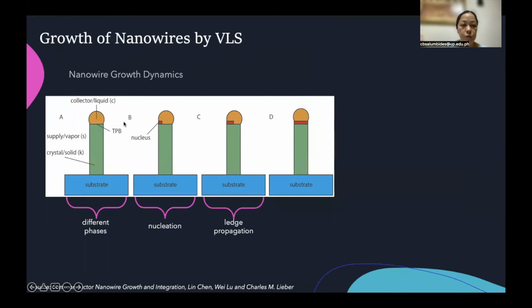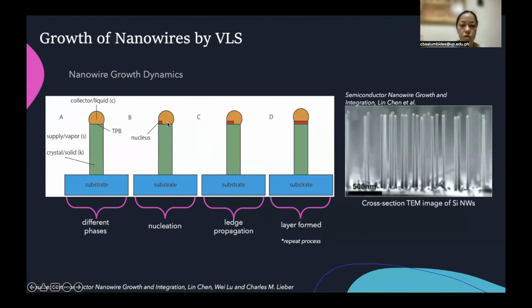And then we have the ledge propagation, in which the nucleus propagates to form a new ledge or layer or a film. And then the layer is formed until it is completed. And then the process is repeated until the nanowires are formed. So the image here is just an example of a TEM image of a silicon nanowire.